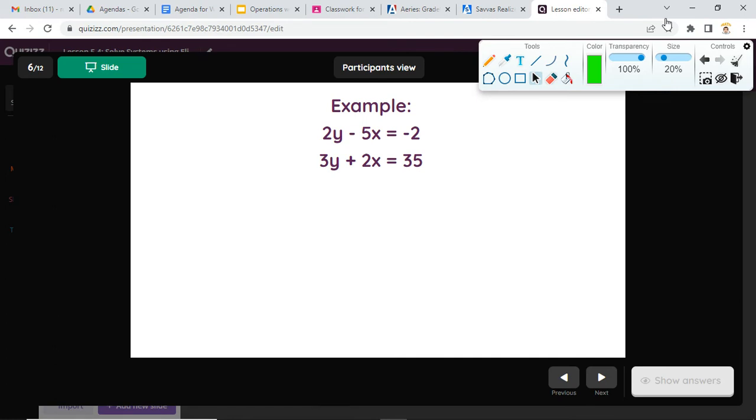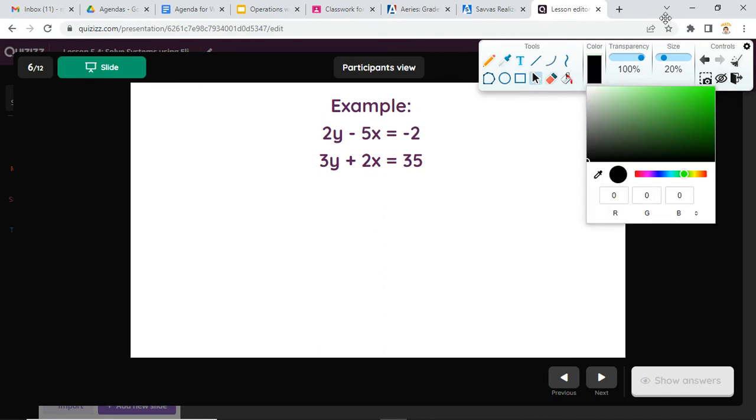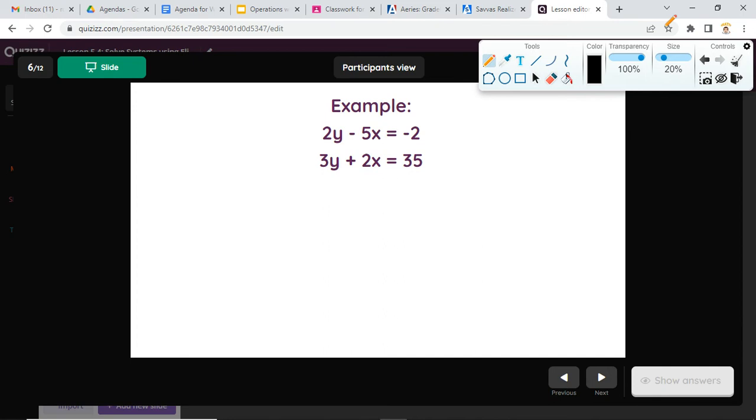So notice in this example, 2y minus 5x equals negative 2, and 3y plus 2x equals 35, notice I don't have any x's or y's that are going to cancel, right? So what I have to do here is make either my x or my y the same. So do you guys remember when we would work with adding fractions? Like, for example, I can't add a fraction with a denominator 2 to a fraction with denominator 3.